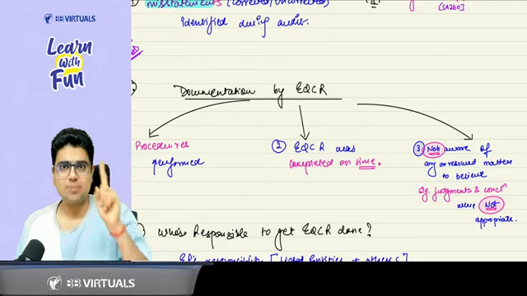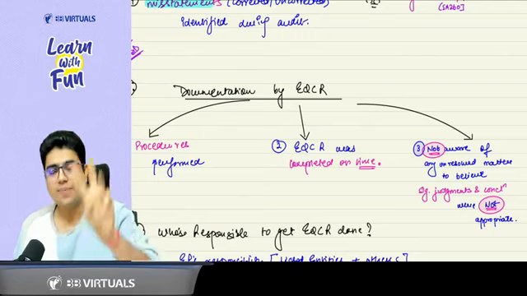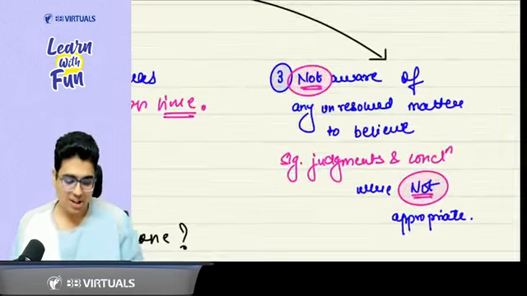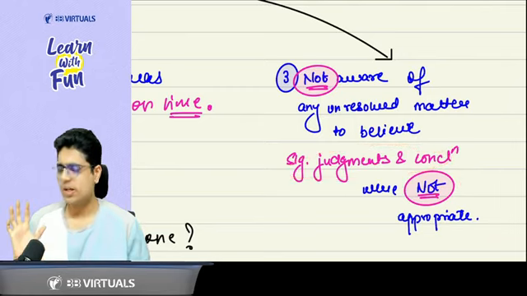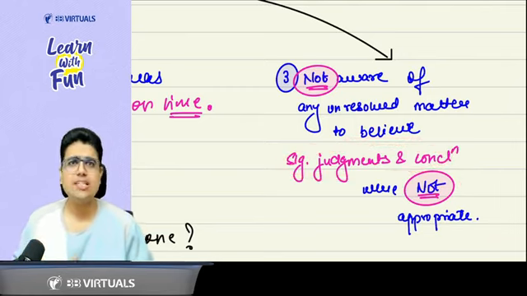Is very important. Learn it. Procedures performed, procedures done on time, and not aware of any unresolved matter to believe that the significant judgments and conclusions are not appropriate. Sir, why are we giving our opinion on significant judgment and conclusion?